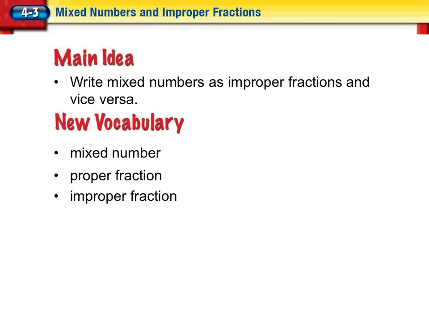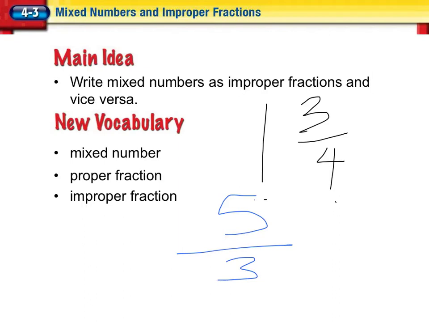New vocabulary, mixed numbers. A mixed number is a number that has a whole number as well as a fraction with it. It's mixed. It's got wholes and parts. A proper fraction is like this, where the numerator is less than the denominator. Notice the numerator is 3, the denominator is 4. So that is what we call a proper fraction. An improper fraction is a little bit different. In an improper fraction, the numerator is greater than the denominator. If you'll notice, 5 is larger than 3, so this is an improper fraction.